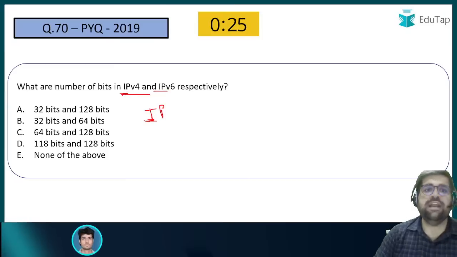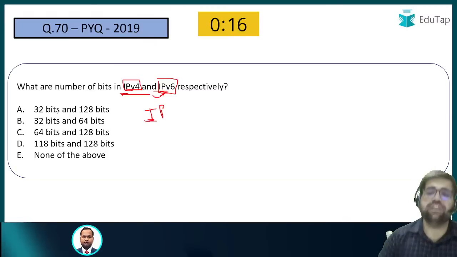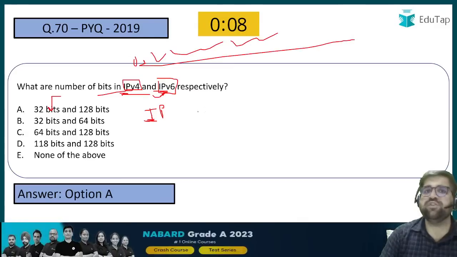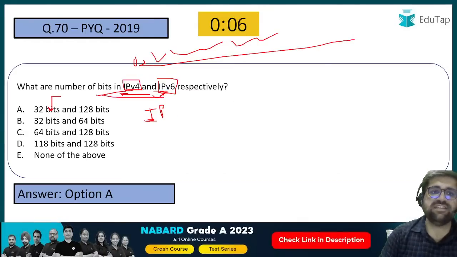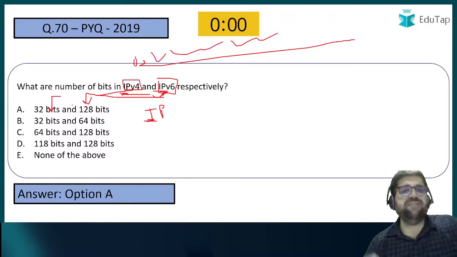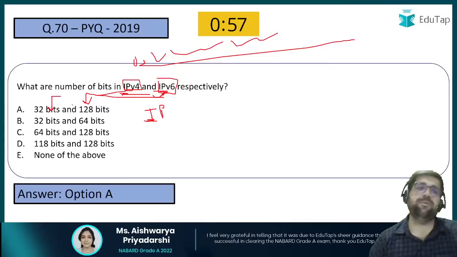Internet protocol. Now you see internet protocol version 4 and internet protocol version 6. Currently we are moving towards internet protocol version 6. Internet protocol version 4 used to have 32 bits, meaning 0s and 1s, and so on. IP version 6 has 128 bits because the number of systems is increasing, right? So that is why IPv6 will have 128 bits. Remember this is also very, very important.